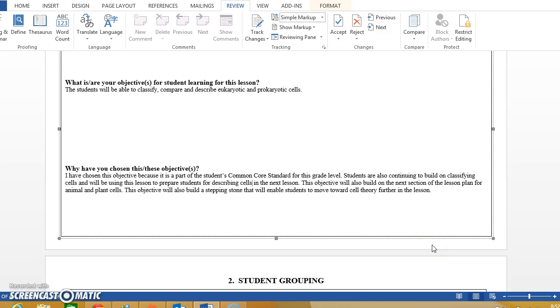Why have you chosen this objective? I've chosen this objective because it is a part of the students' Common Core standard for this grade level. Students are also continuing to build on classifying cells and will be using this lesson to prepare for describing cells in the next lesson. This objective will also build on the next section of the lesson plan for animal and plant cells. It will also be a stepping stone that will enable students to move towards cell theory in further lessons.